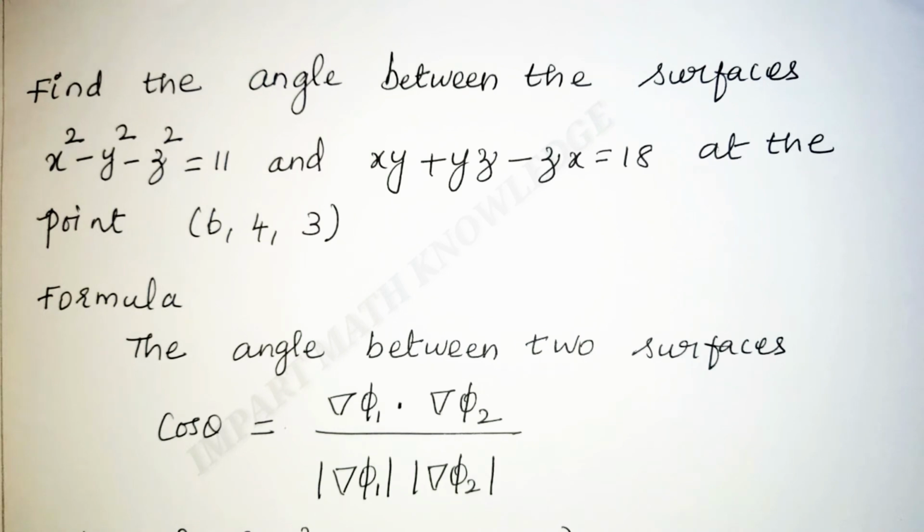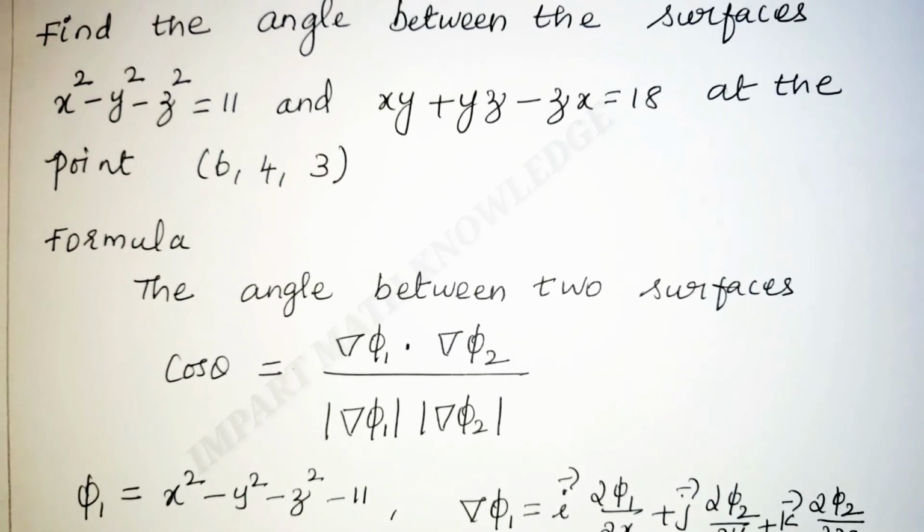We have to find del pi 1 and del pi 2, and then find del pi 1 at the given point and del pi 2 at the given point. After that, you have to find the magnitude of del pi 1 and del pi 2 and then you can find the angle. The formula for finding the angle for the given surfaces is cos theta is equal to del pi 1 dot del pi 2 divided by magnitude of del pi 1 times magnitude of del pi 2.